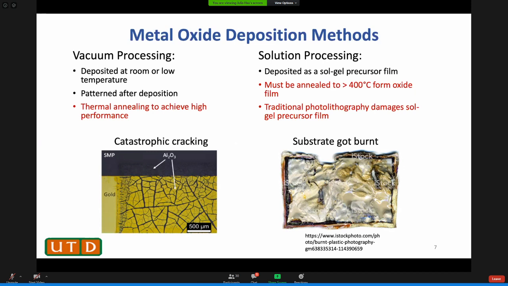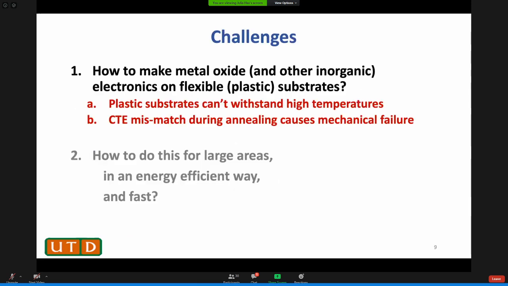So hopefully my co-presenter has explained to you the challenges we have, how we want to make metal oxide films and maybe other inorganic electronics on flexible plastic substrate. And the challenges: plastic substrate cannot go to high temperature, and CTE mismatch during equilibrium thermal annealing will cause mechanical failure of the oxide film. And then next, we will talk about how do we do this for a large area in an energy efficient way, and how do we do it fast?